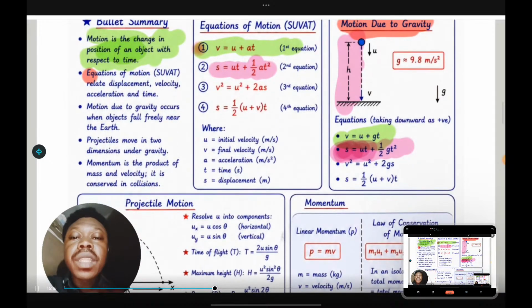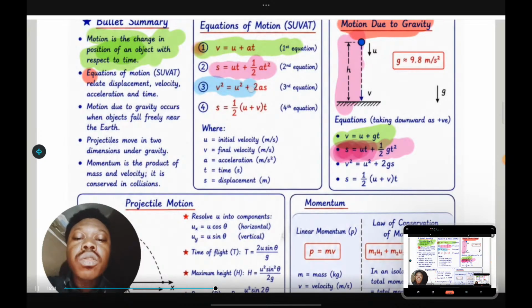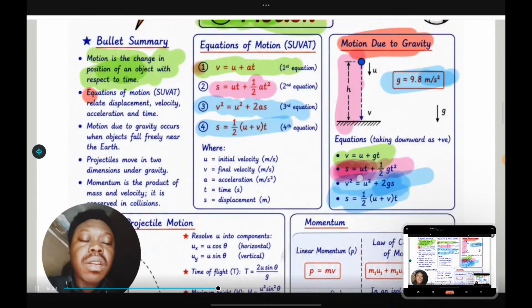Take note of that. Then the third one here, I have V squared equals U squared plus 2AS. Under gravity, V squared equals U squared plus 2GH. Okay, 2GH. Take note of this. And then you can also use this for that. Our constant value is 9.8 meters per second squared.